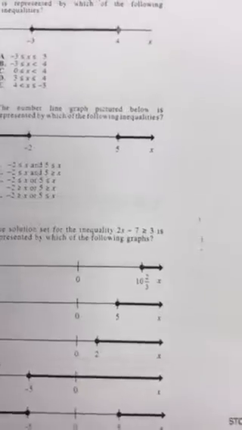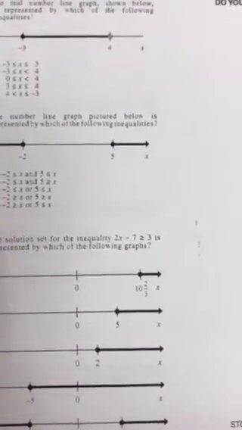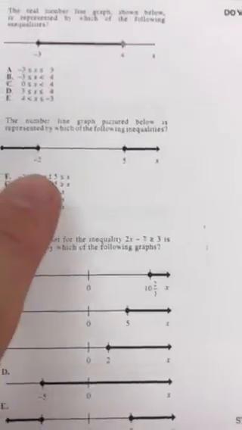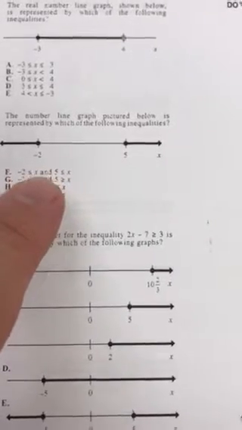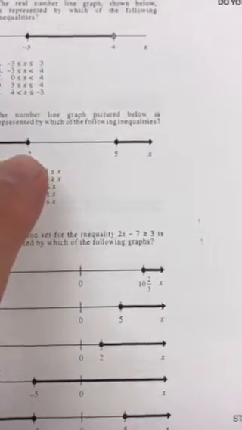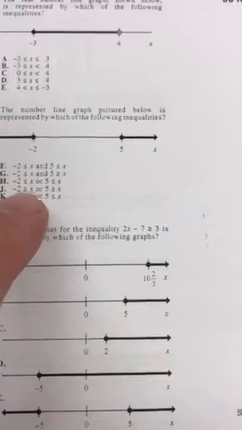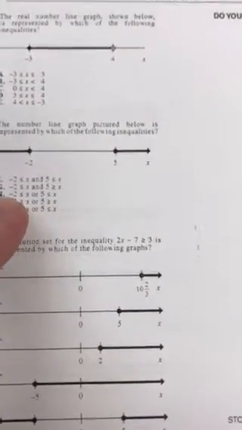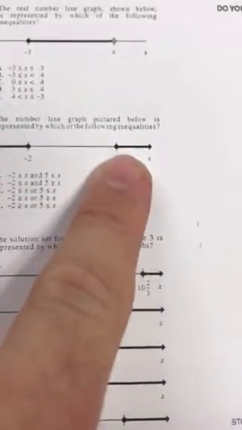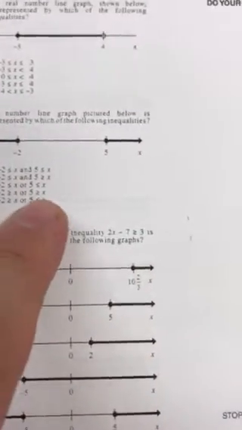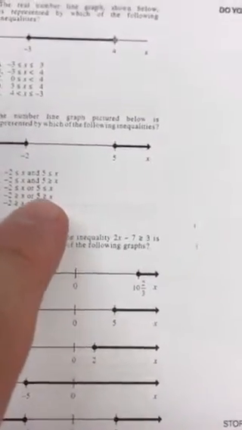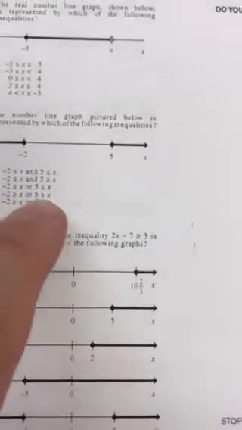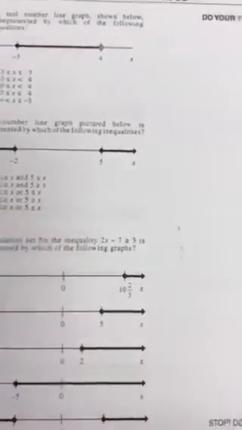For this one, I'm probably going to give you the answer. The graph pictured is represented by, this is going to be x is less than or equal to -2. So that matches up. The other 3 I can toss out. Then this one's going to be x is greater than or equal to 5. Well, this is the only one that equals it. So that's going to be your answer.